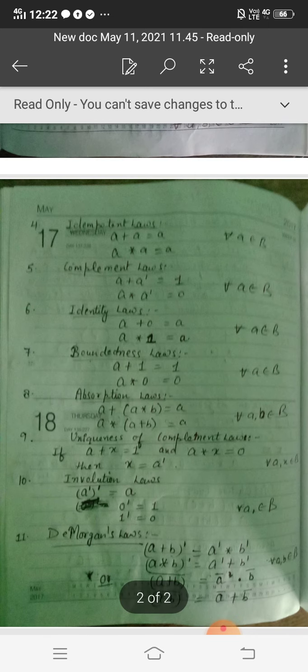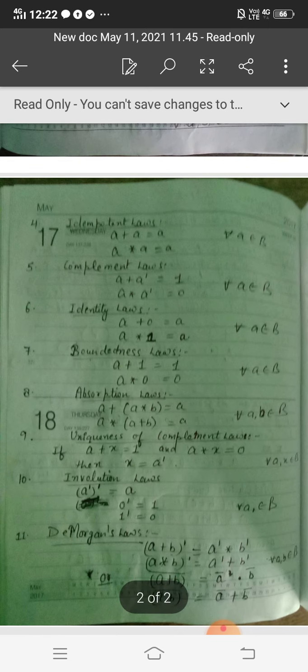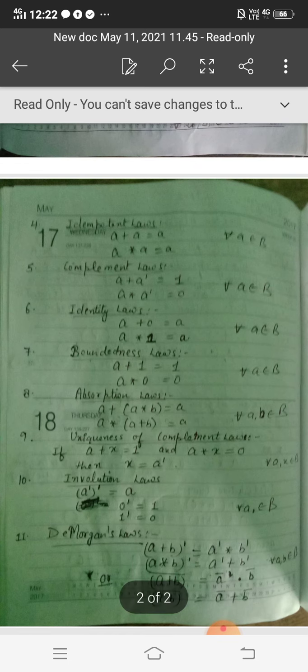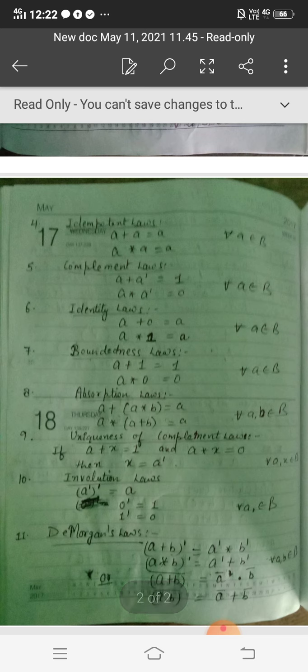Complement law. Complement means one is a true value and one is a false value. So complement laws: a + a' = 1, a · a' = 0, for all a belongs to B. So in complement, if the first value is true plus the second value is false, then true plus false is equal to 1. Yes, always true plus false is equal to true. Similarly, true cross false is equal to false.